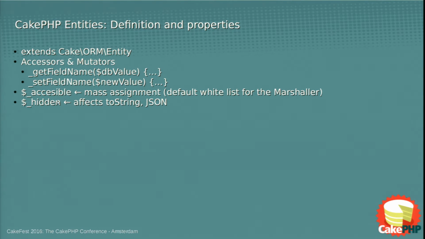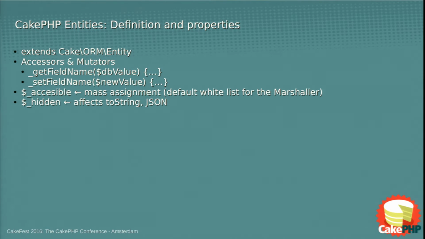And also there are two parameters that are important, specifically the accessible property. And this accessible will be used by the marshaler. When you create a new entity, there is an object in the framework that is the marshaler that will understand some array of data coming from a form, for example, and will build one or many objects as entities, as a representation of the data that is coming.